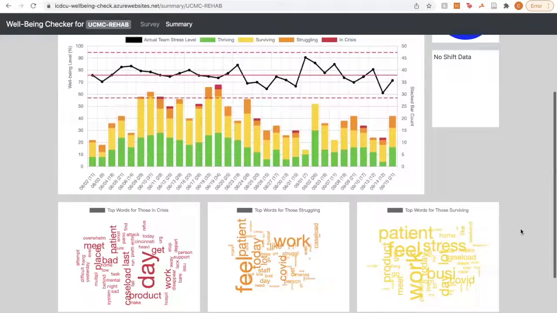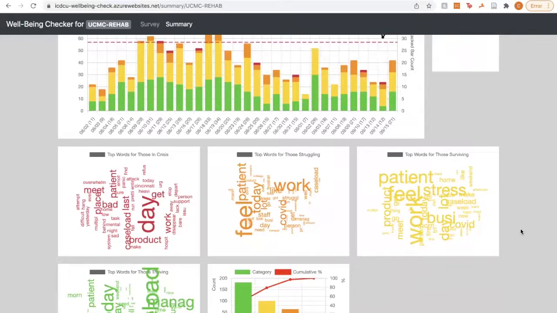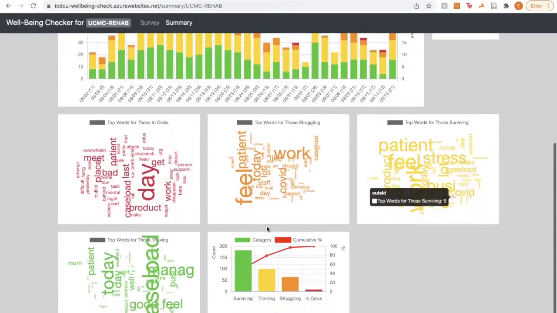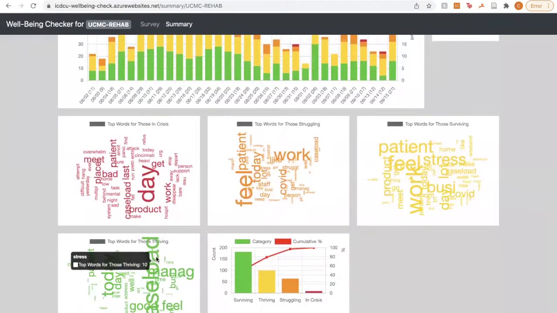At the bottom, there are word clouds representing the most commonly used words for those who responded as either in crisis, struggling, surviving, or thriving. The higher the frequency of the word used, the bigger the word appears in the word cloud.